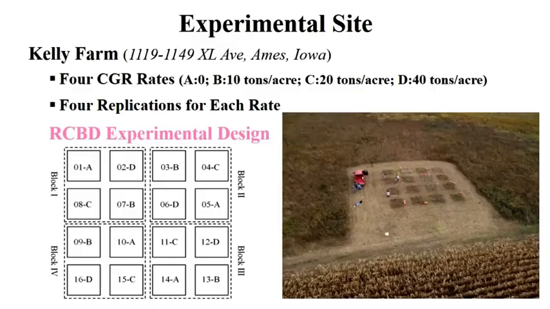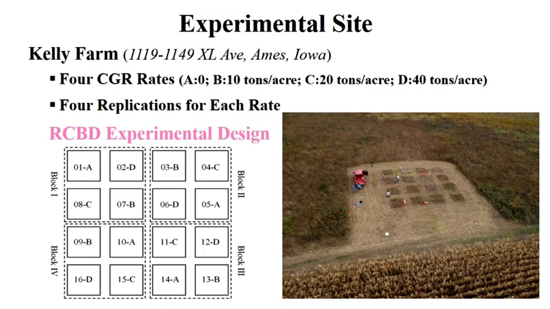Next, to look at our control field experiment. Our experiment site is in Cady Farm, northwest of Ames, and we have four CGR rates: 0, 10, 20, and 40 tons per acre, with four replications for each rate. The picture on the left shows our experimental design, a randomized complete block design. Here are four blocks, block 1, block 2, block 3, and block 4, and we randomly assign each treatment into one block.